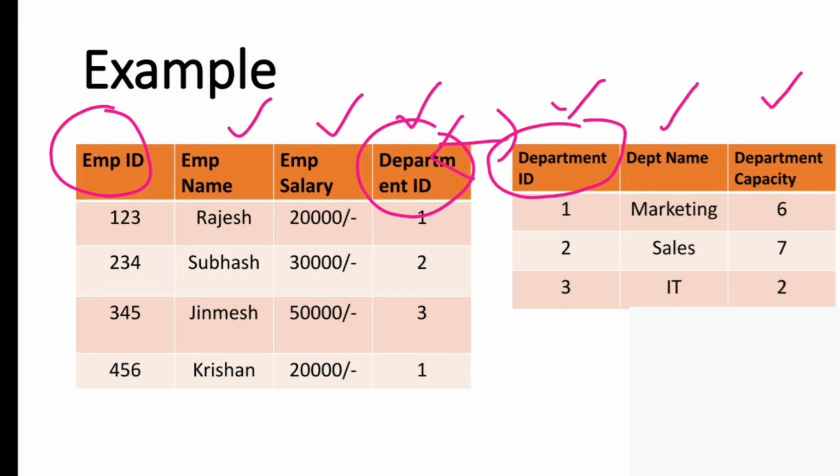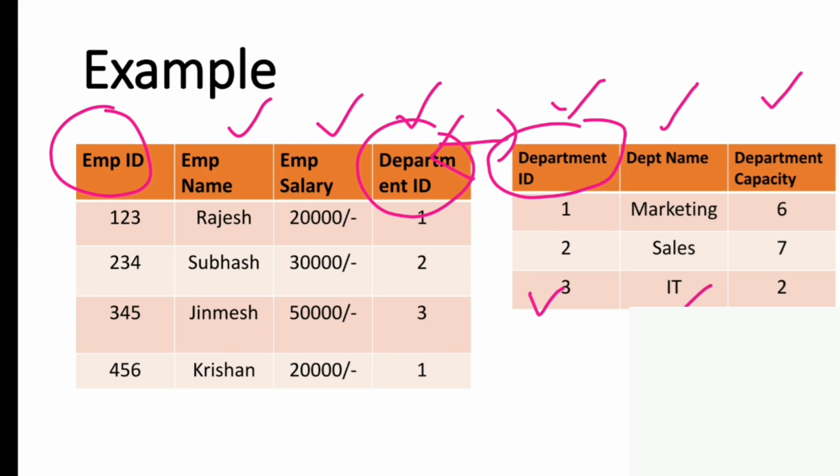Because every employee works for a department, right? And every department has to have a unique ID. So that is how we do the connection between these two tables. That is, we add the department ID, which is the primary key of the department table, as an attribute for the employee table. Now you can see, let's say we have a person who works in the IT department, and let's say the ID for the IT department is 3.